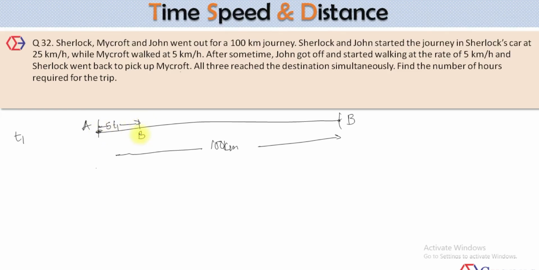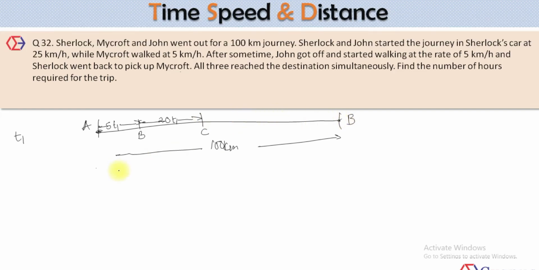Let's say this is point B. And the two persons in a car will cover how much distance? Their speed was 25. So in T1 time, they must have covered 25 T1. So 5 T1 is already there. I'll add 20 T1 more. That is point C. So at point C, John will get off and he'll start walking towards what?